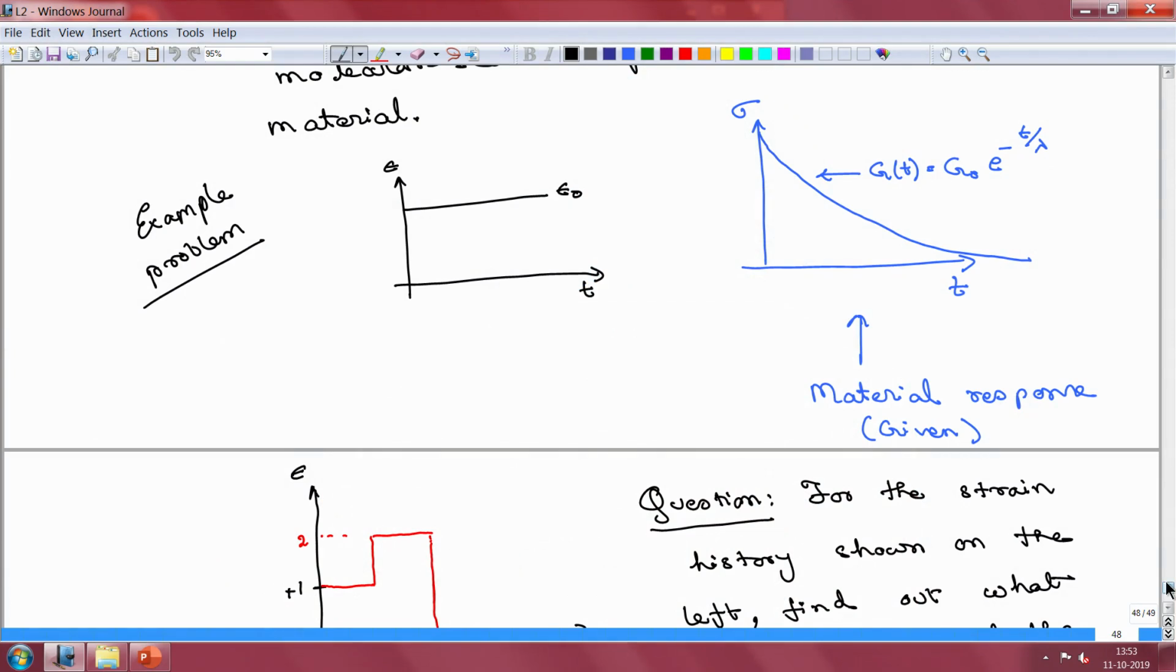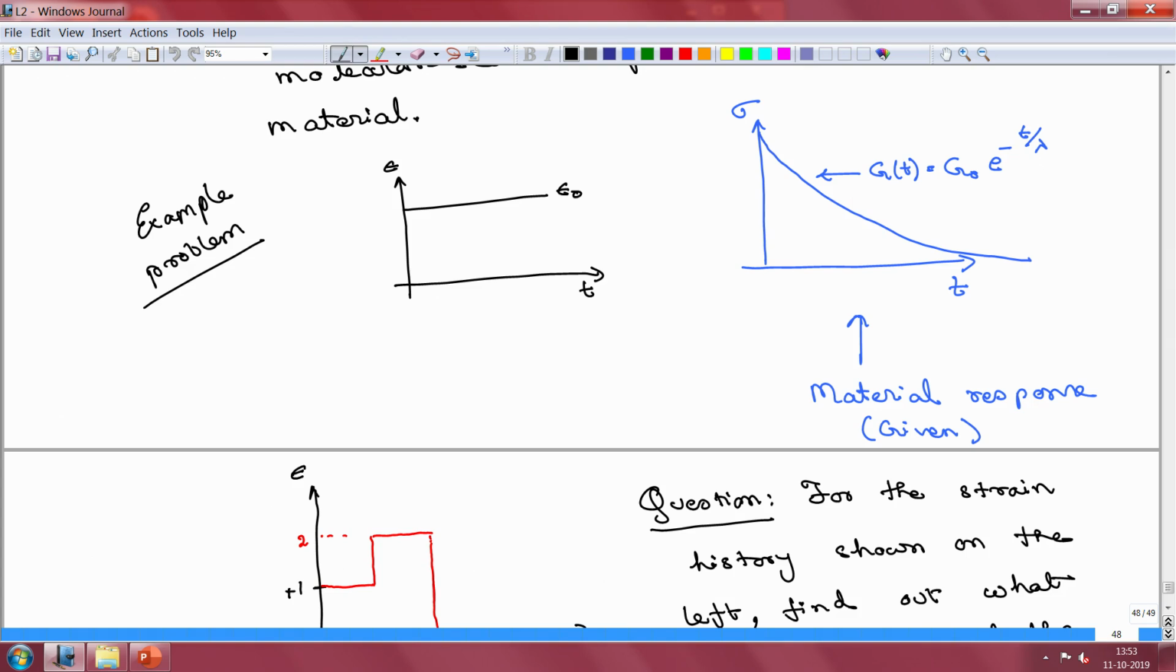Hello and welcome everybody again to one more lecture on Introduction to Soft Matter. In the last class, we had stopped at an example problem and we had said we would solve that problem. So, before we solve it, let us just quickly go over that problem one more time. We had said that there exists a material and that material is subjected to a step strain test, and the material response has been measured and is known and is given to you.